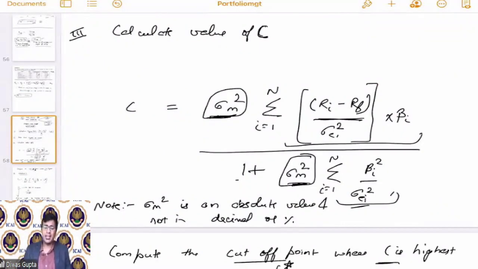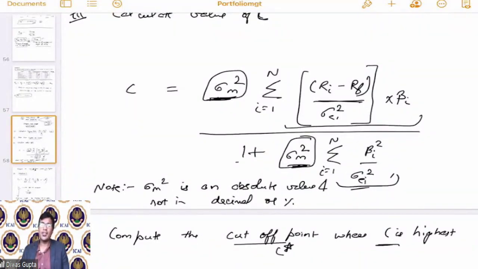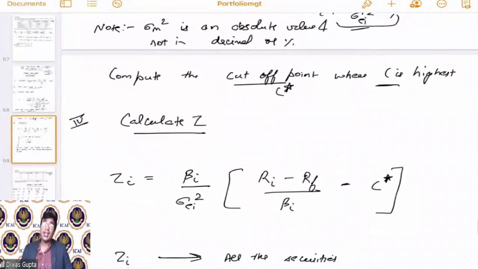Value of C is given by this formula, which is standard deviation of market squared, multiplied by the summation of these terms mentioned after the summation, divided by 1 plus the standard deviation of market squared multiplied by the summation of beta squared divided by the unsystematic risk variance, correct? And in this, we have noted that we always have to keep standard deviation of market squared in absolute terms. If it is 10%, we take the value as 10. If it is 12%, we take the value as 12, not as a percentage or a decimal. We have to take it as a whole number.